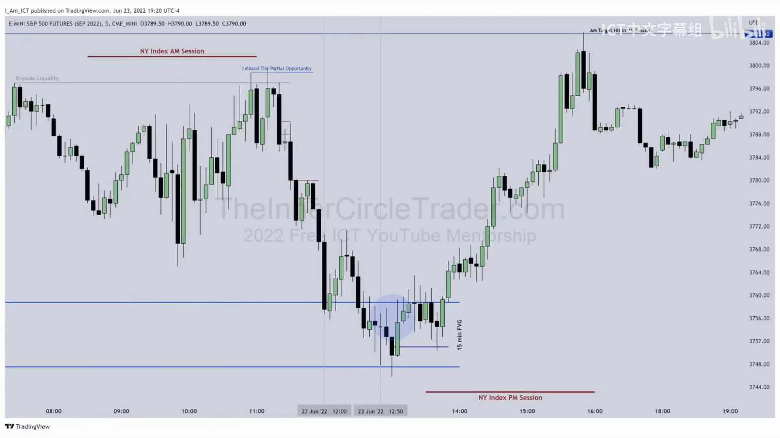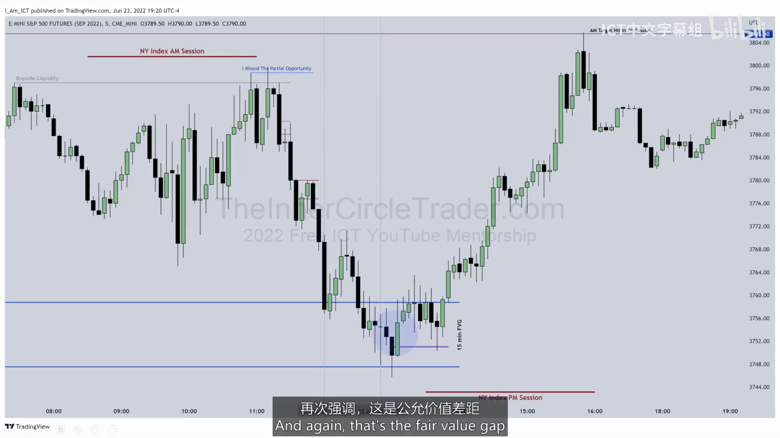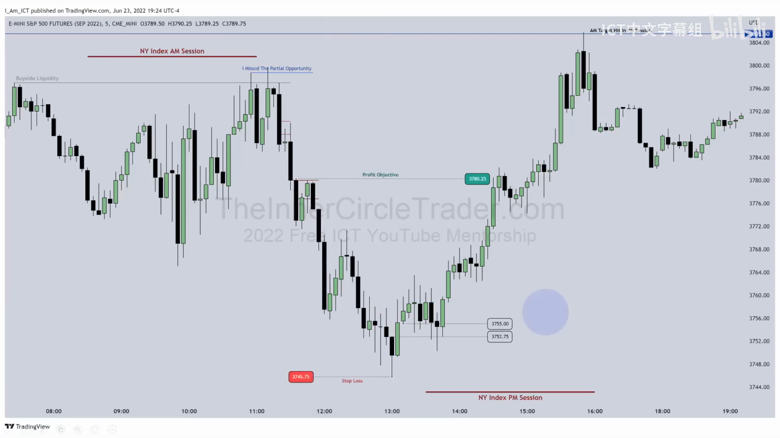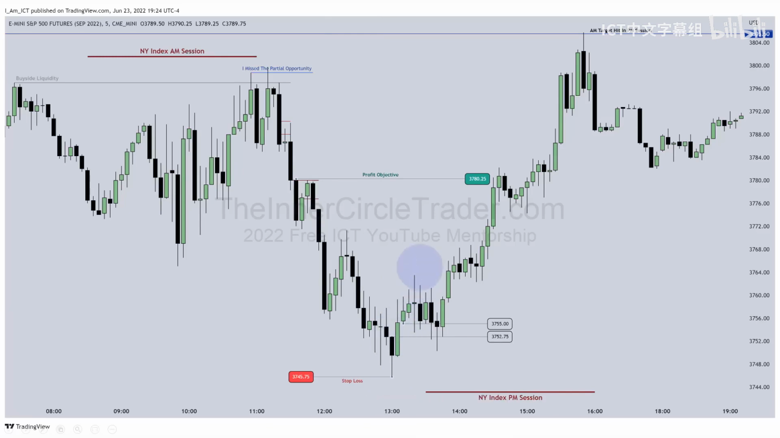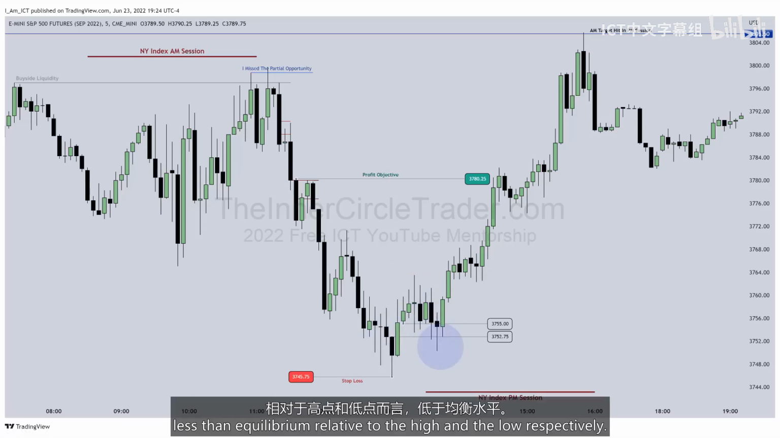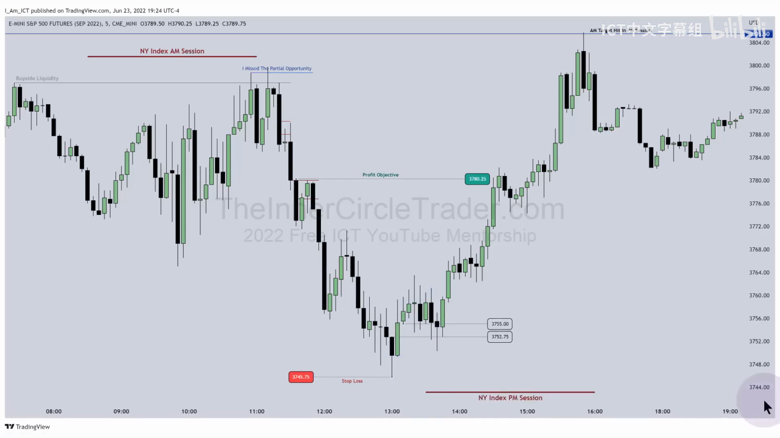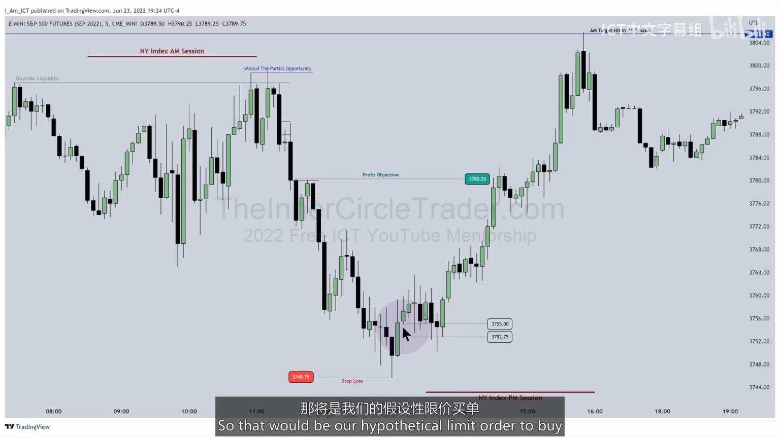All right, so we're zoomed in here and looking at the 5-minute chart. And again, that's the fair value gap we're going to be using here to frame it. So if you're looking at the idea of you traded down into that fair value gap, does it show willingness to go higher? Yes. Is there a short-term shift in market structure? Yes. Is there a gap? Yes. Down close candle to the left of it? Yes. Drops down in, bullish order block, optimal trade entry. In other words, that would be a 62 to 79% retracement level, less than equilibrium relative to the high and the low, respectively. So we would be looking for a limit order to be at 37.5475. We'll use that. Okay, so 1/4 point less than this candle's low. So that would be our hypothetical limit order to buy going long. And we have to use the low here for our stop loss.